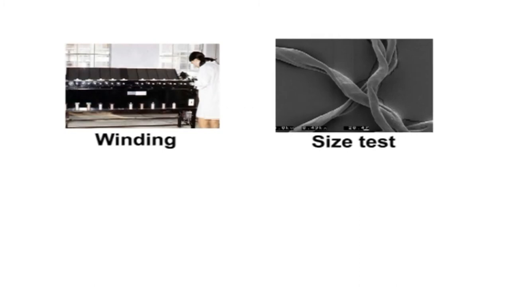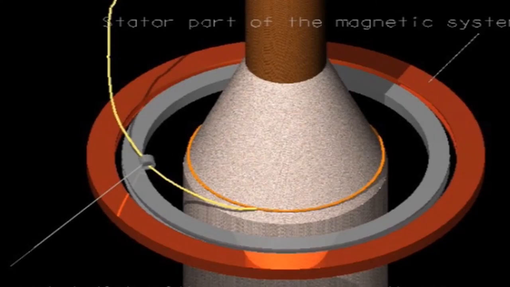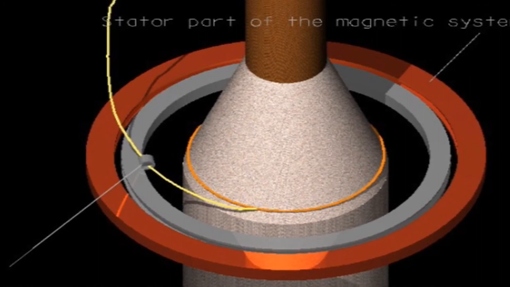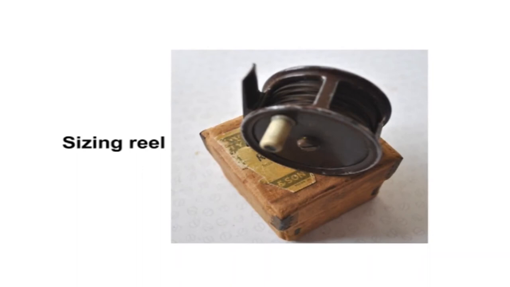They are winding, size test, weight test, cohesion test, and tenacity and elongation test. Winding is done to estimate the strength of the filament when wound at a specific speed under specific tension. This is done using the winding frame. Size test is done using a sizing reel. The deviation of the skein from standard skeins is tested.